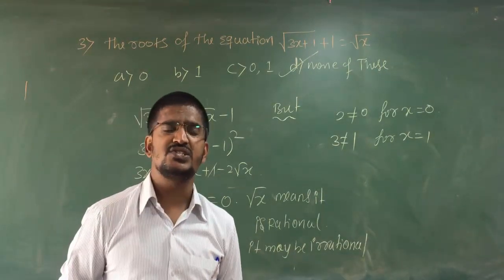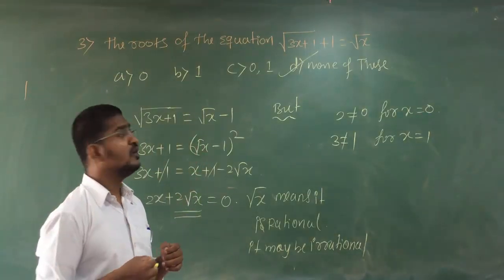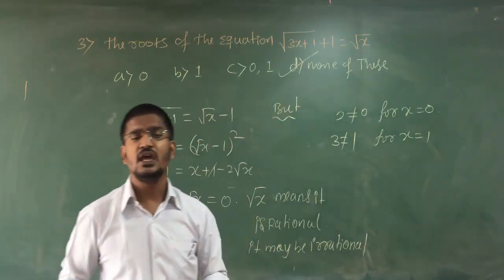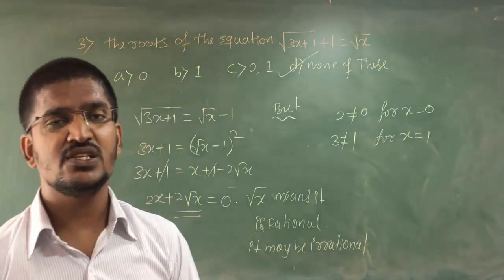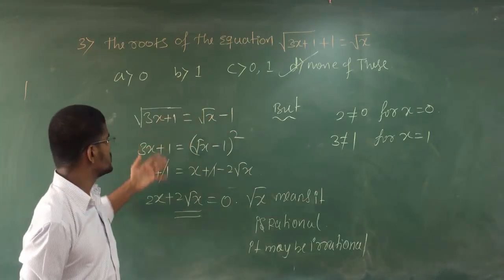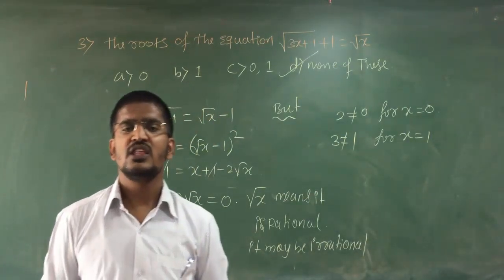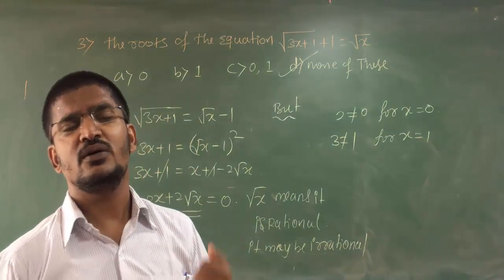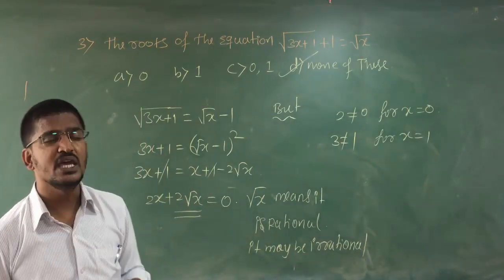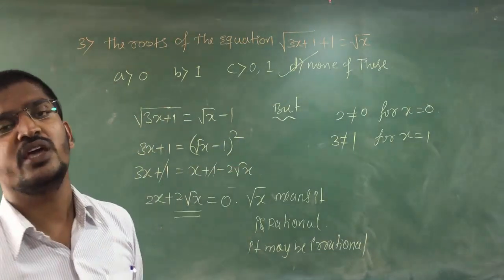So for that reason, you can say that the particular equation has no answer in your three options. Therefore your answer will be none of these. So this is how you have to solve. You can use this method also, or you can use this method also, no problem. Here you will get root x, that is irrational form. Therefore you can't find the answer for the irrationals in this. So that's why your answer will be none of these. Clear?